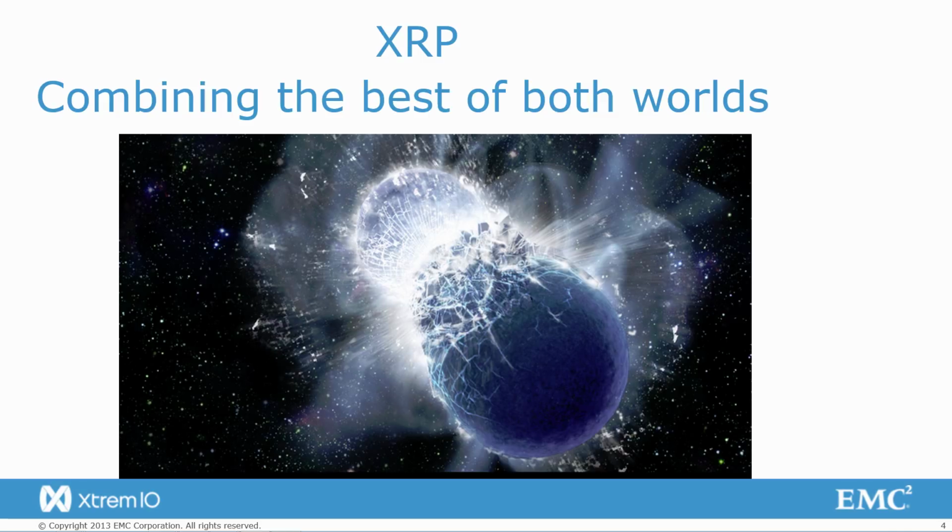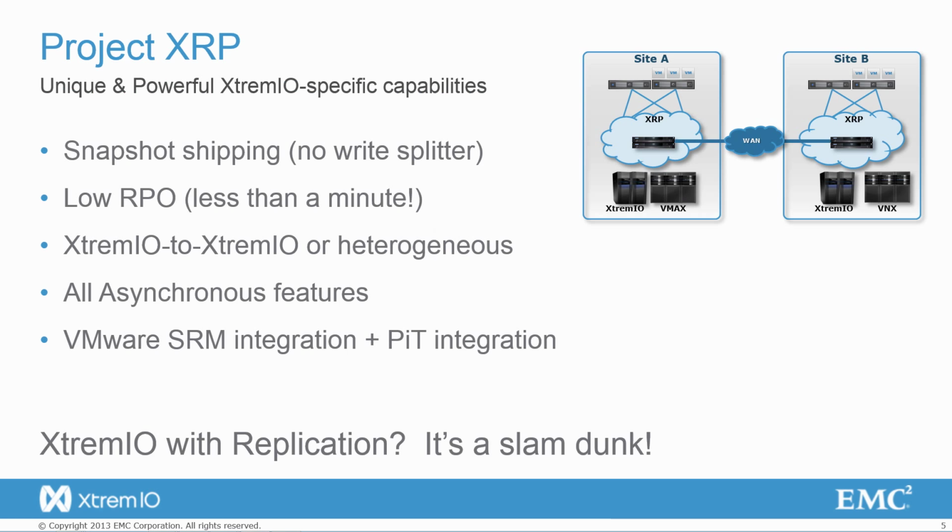Lastly, I want to show you something very unique that we've been working on for quite some time. It's combining the best of both worlds. It's combining the XtremIO unique snapshot capabilities with a vehicle that allows us to replicate them to a remote site. Introducing Project XRP. It's a unique and powerful XtremIO specific solution for replicating data from one site to another. It is leveraging the XtremIO snapshots.